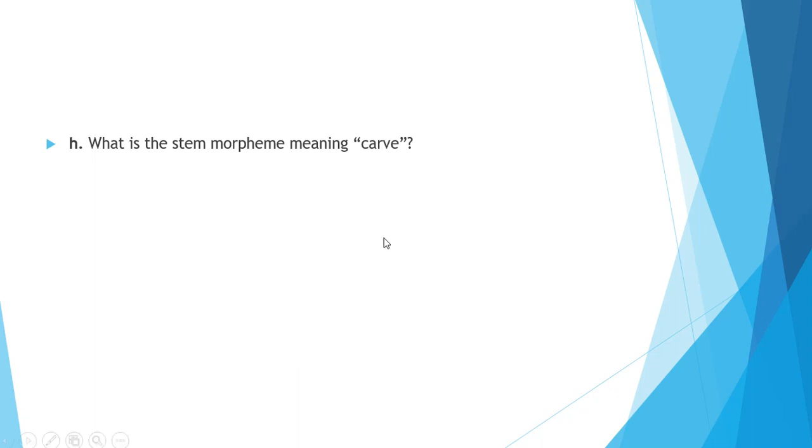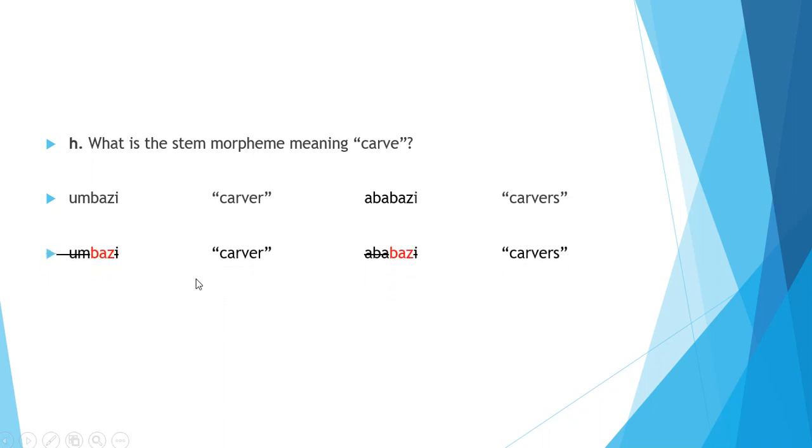And we have the last question here. It is basically the same procedure that you have to follow to find the meaning. We have the words Umbasi, which means carver in English, and Ababazi, which means carvers in English. So the same procedure, we remove the affixes, the prefix and the suffix I. The same here, we remove the prefix aba and the suffix I. What we have then is the stem bas. So the question is, what is the stem morpheme meaning carve? Answer, the root morpheme meaning carve is bas in Zulu.